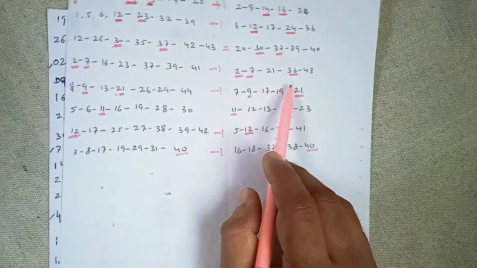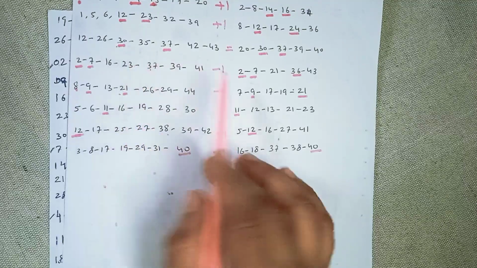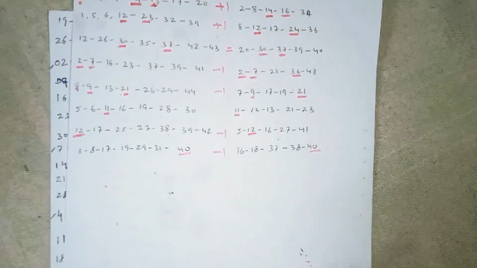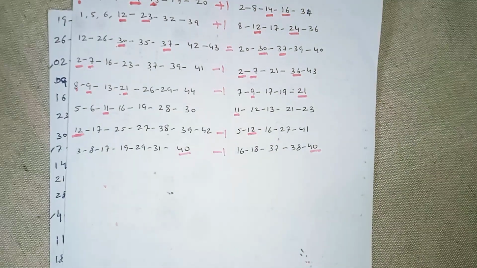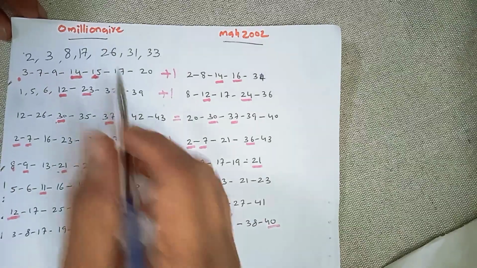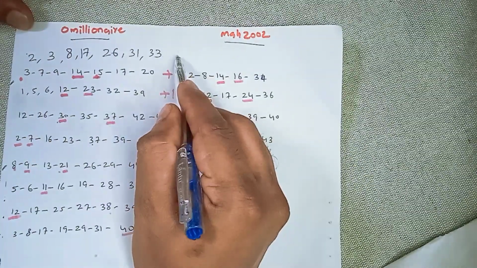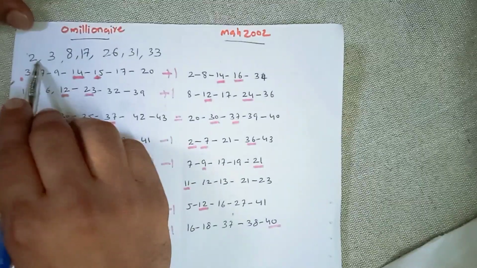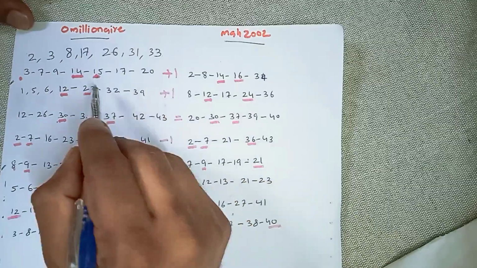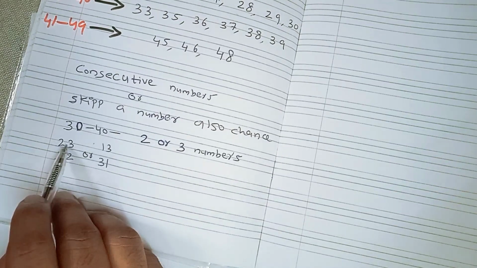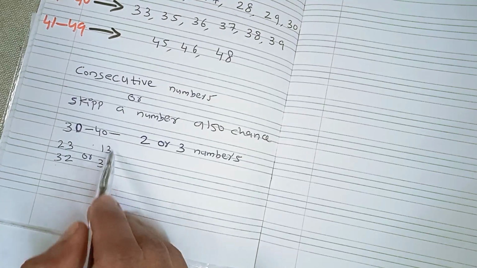O Millionaire and Mahzooz results just match on one number and another number is just different. If you choose numbers, just check the O Millionaire result also. This is the new O Millionaire result today. If selecting numbers, just check this result, 2 and 8. One number may repeat. 23 or 32, 13 or 31 also have a chance.